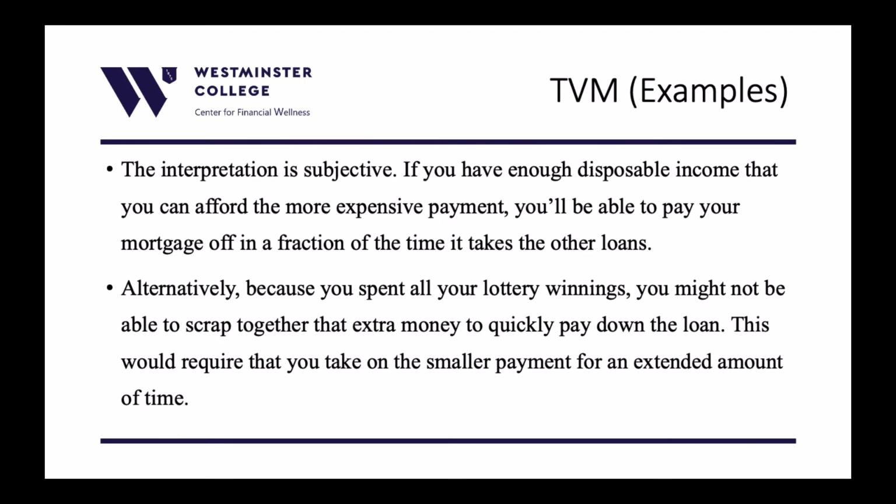And this interpretation is subjective. If you have enough disposable income that you can afford the more expensive payment, you'll be able to pay off your loans in a fraction of the time it takes the other loans. Alternatively, because you spent all your lottery winnings, you might not be able to scrap together the extra money to quickly pay down the loan. This would require that you take on a smaller payment for an extended amount of time.